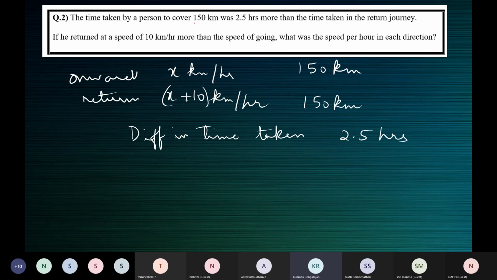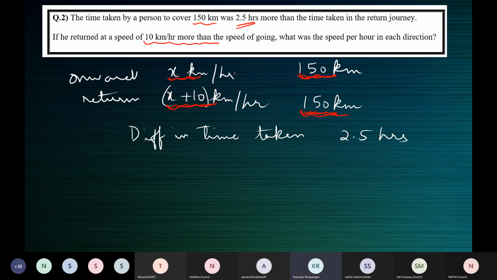See here, 150 kilometers is the distance. Onward distance 150, return distance 150. 10 kilometers per hour more. So onward speed is x, return speed is 10 kilometers per hour more, so x plus 10. Both the ways distance is 150. Speed onward x, return x plus 10. And 2.5.